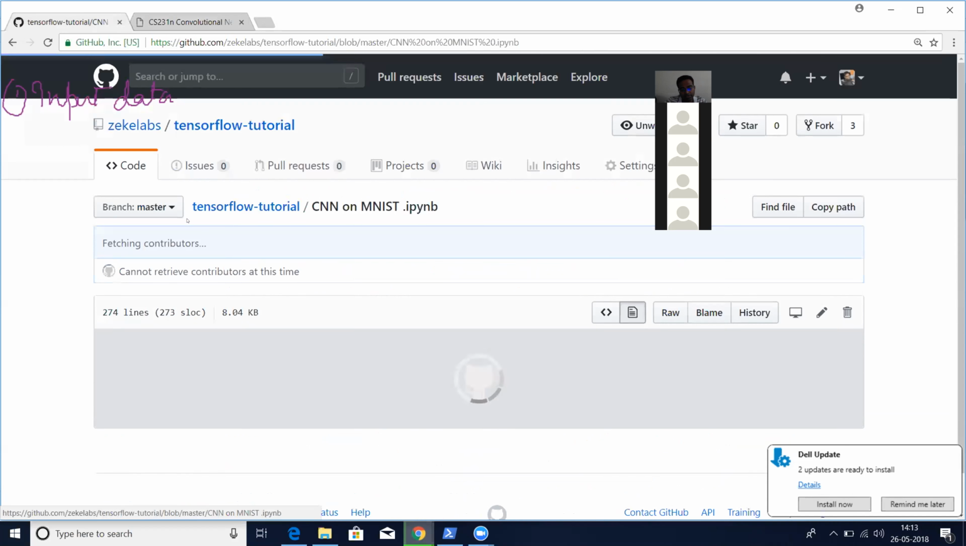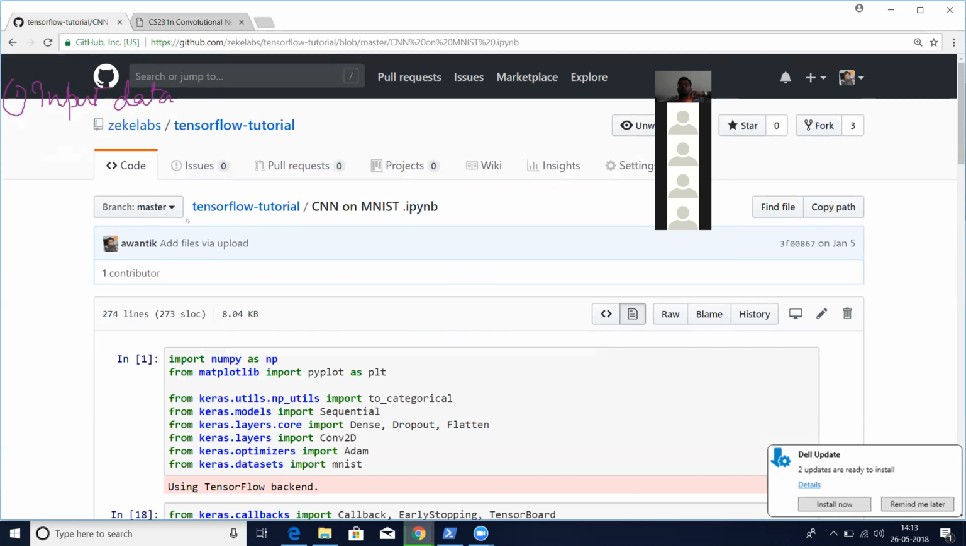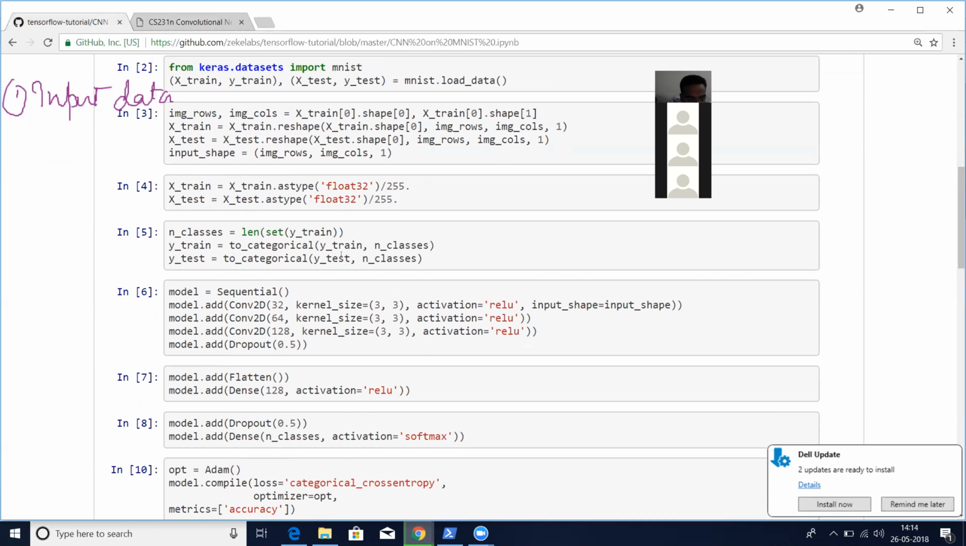Okay, so you can see CNN on MNIST. What you have here is 32, right? 32 filters in one layer. If I draw the diagram, it will be something like this. This is the input layer, and here you have 32 filters. Each filter will be applied here. So this 32 is the K value.